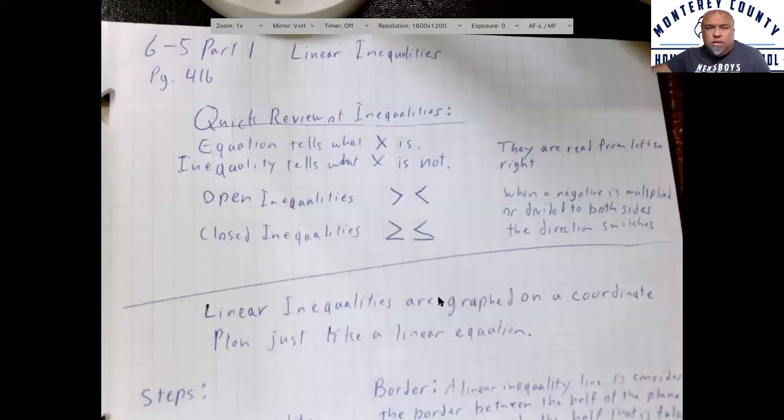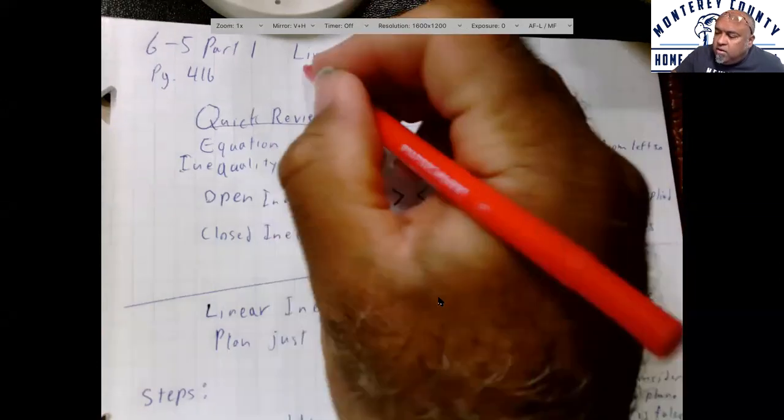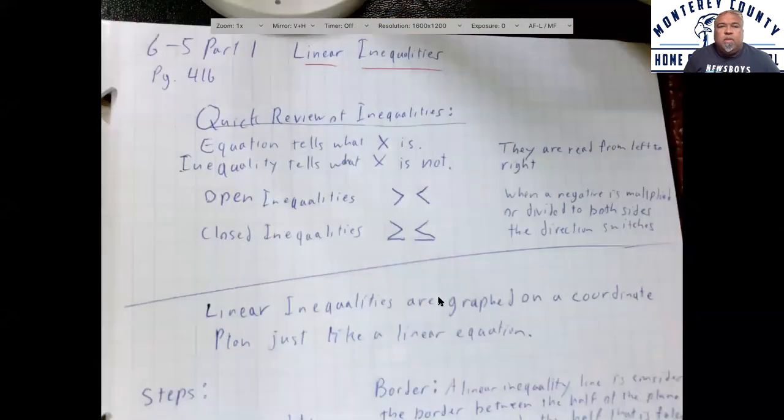All right. So today's lesson is on linear inequalities. Now, what a linear inequality is, basically like you made a linear equation and turned it into a line on a graph, a linear inequality is basically a linear non-equation that becomes a line or a borderline on a graph, okay? And it's on page 416 in your textbook.